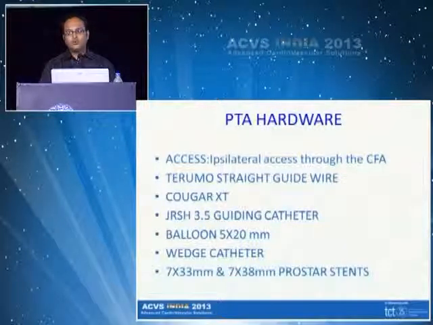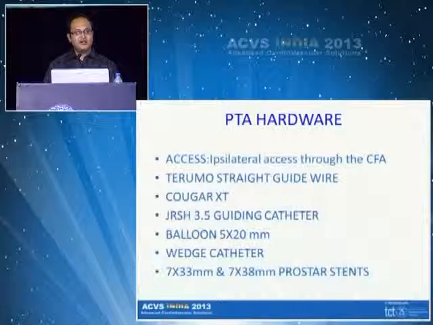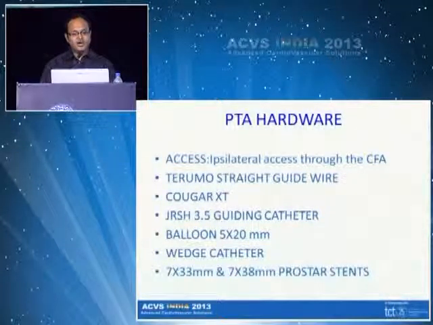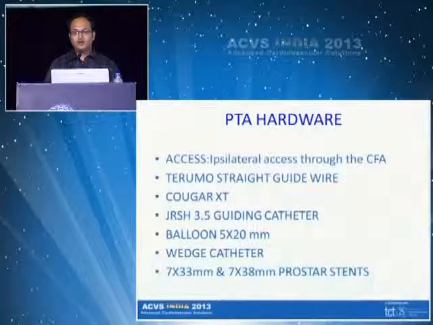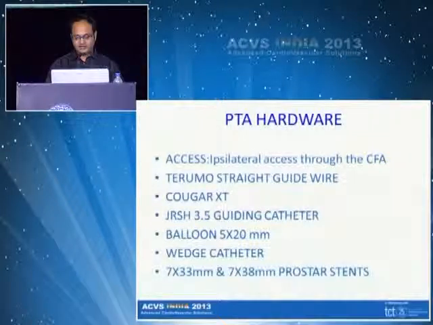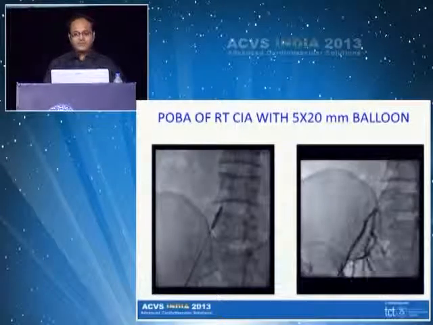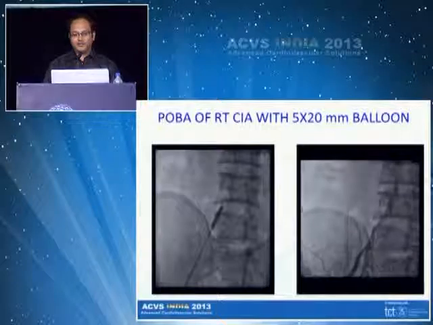First we thought to do the right common iliac artery, so we put a 7 French sheath in the right common femoral artery. The hardware which we took was a TERUMO straight guide wire, Cougar XT, Judkins right side holes guiding catheter, a 5 into 20 mm balloon and a wedge catheter. Why we have used the wedge catheter is because we had encountered a complication, which you will be seeing in due course. The stents were 7 into 33 mm and 7 into 38 mm ProStar stents, stainless steel stents, vascular concept stents.